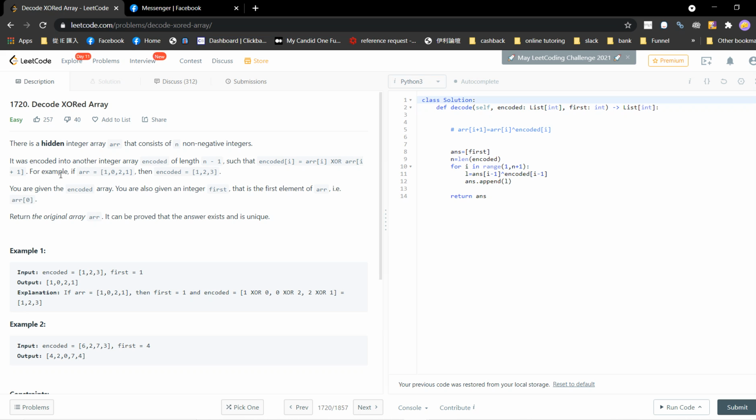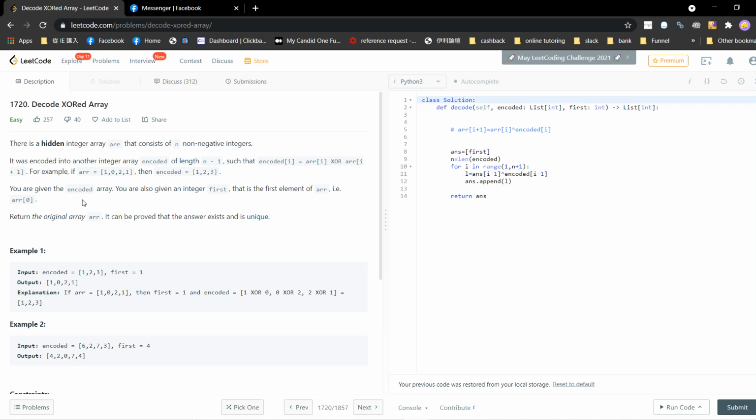Okay. So for example, if the array is 1, 0, 2, 1, then the encoding array will be 1, 2, 3, right? The first is these two XOR, and the second is these two XOR. The third is 2, 1 XOR. So the idea is that somebody gives you the encoding and you need to go back and find your hidden array.